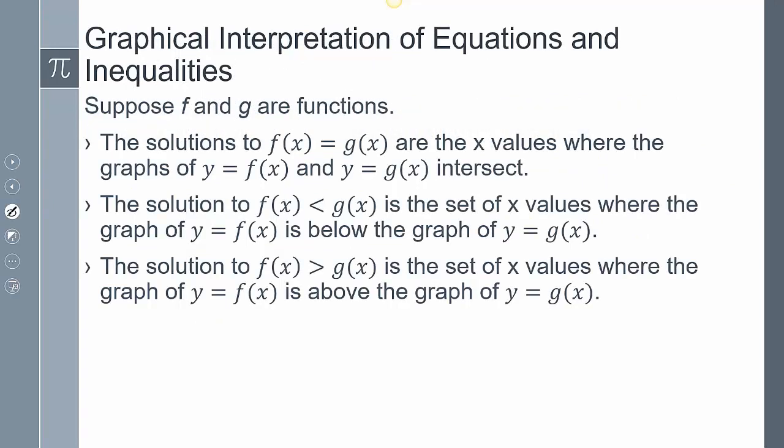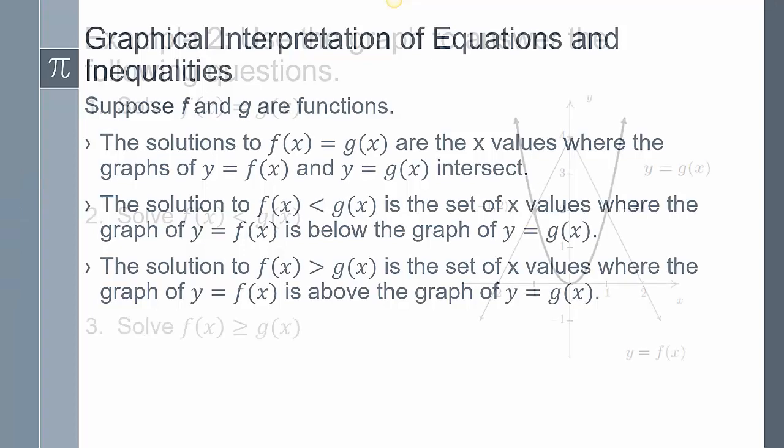So let's interpret these and formally define them. It says suppose f and g are functions. The solution to f of x equals g of x are the x values where they equal each other, or where they intersect. The solution to f of x is less than g of x is the set of all x values where the graph y equals f of x is below the graph of y equals g of x. And the solution to f of x is greater than g of x is the set of x values where the graph of y equals f of x is above the graph of y equals g of x.